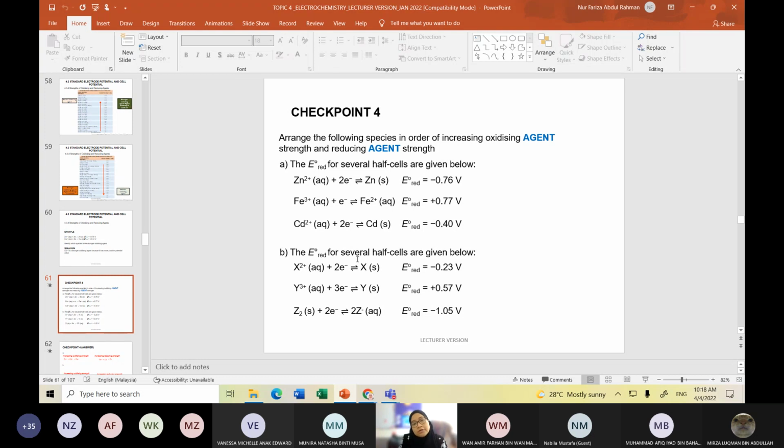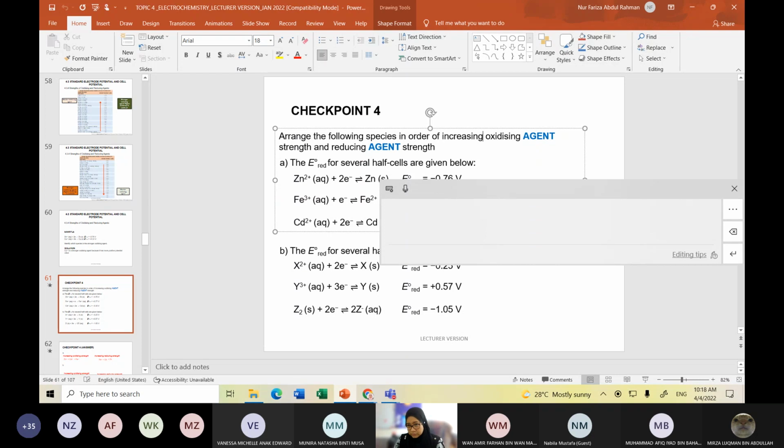Arrange based on what you have understood earlier. Arrange the following species in order of increasing oxidizing agent strength and reducing agent strength. For question 1, you have to arrange based on increasing order of oxidizing agent strength and also reducing agent strength. You have to arrange for both lah. Okay, let's go for oxidizing agent. Apa ni tu? Dia suruh oxidizing agent.